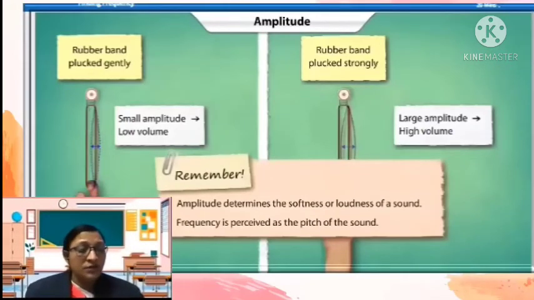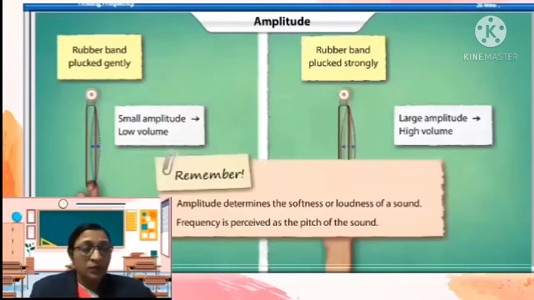Loudness of sound is the characteristic of sound by virtue of which a loud sound can be distinguished from a faint sound. Both have the same frequency and the same waveform. As we have seen in the stretched rubber band, if it is plucked hard, it produces a loud sound, and when it is plucked gently, it produces a faint sound.